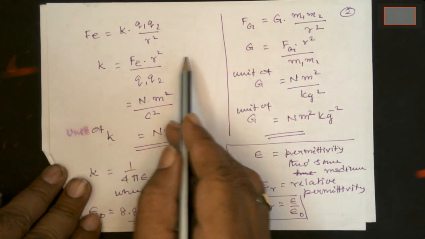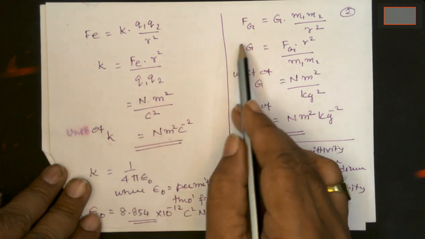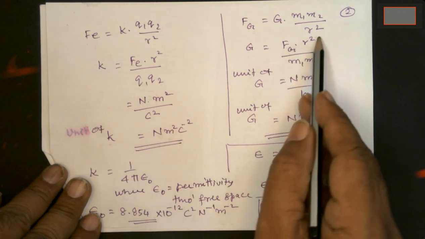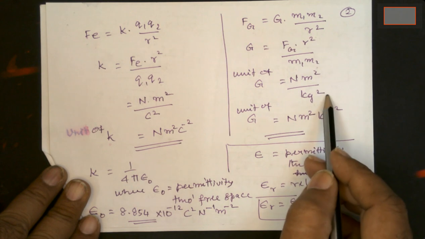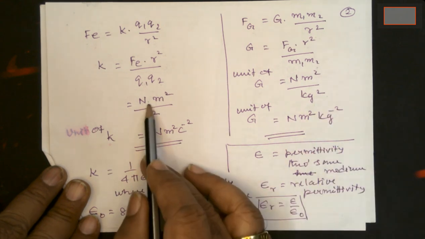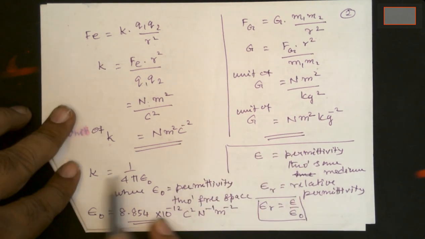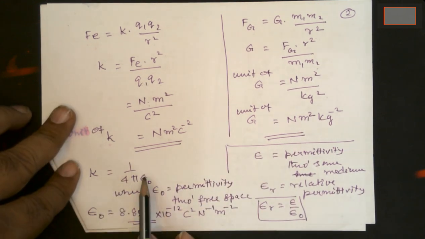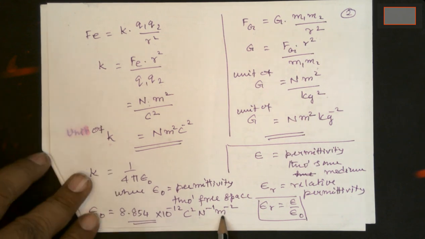So here K is equal to Fe R squared divided by Q1 Q2, whereas G is equal to the gravitational force into R squared divided by M1 M2. The unit of G is Newton meter squared divided by kg squared, whereas here it is Newton meter squared divided by coulomb squared. So K is equal to the reciprocal of 4 pi epsilon naught, where epsilon naught is the permittivity of free space, and its value is 8.854 × 10^-12 coulomb squared per Newton meter squared.